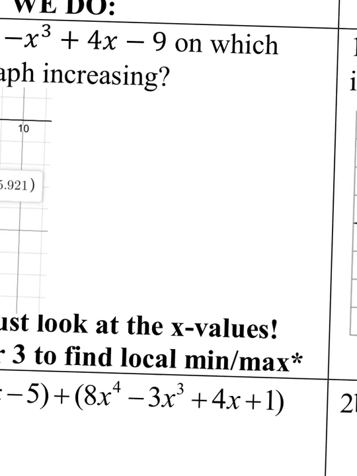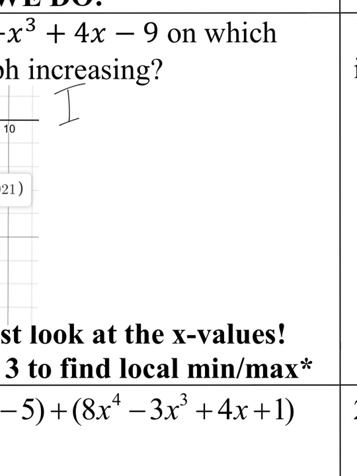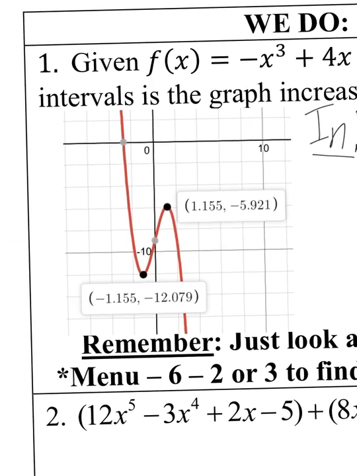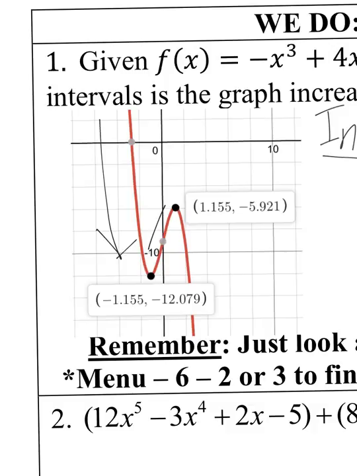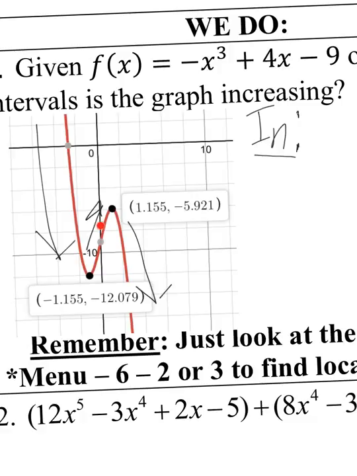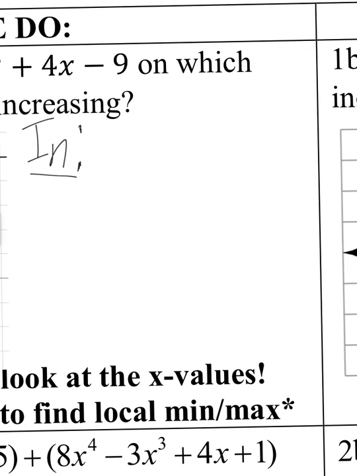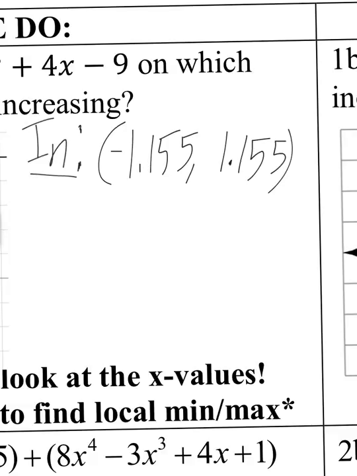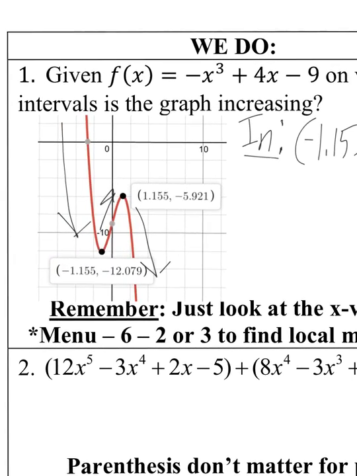I'm just going to answer the question of increasing and decreasing. So I'll just put increasing, and so increasing, well, it went down, then up, and down again. So it's only increasing between these 2 points right here. So it's only increasing between negative 1.155 and positive 1.155. And so we just list the x coordinates. All right, and so it looks like a point, but really it's an interval. So yeah, that was the increasing answer.